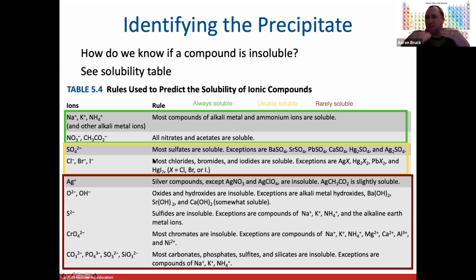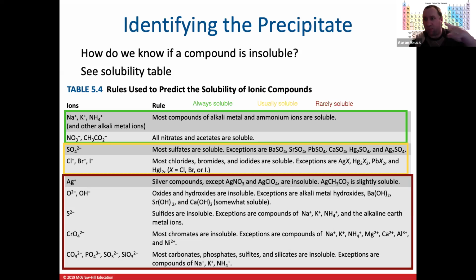So think of this list as kind of a top-down hierarchy. If it's in the top group, the higher up it is, the more reliable, the fewer exceptions there are. So if I have sodium with sulfide, it doesn't matter that sulfide is rarely soluble. Sodium being always soluble trumps that. Sodium's solubility is more important than sulfide's usual insolubility.